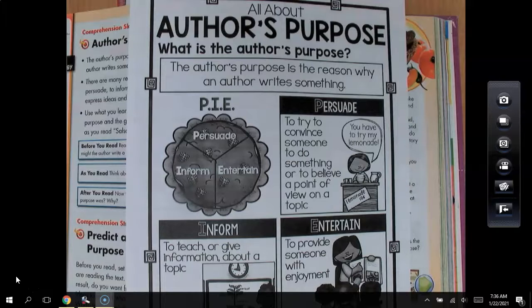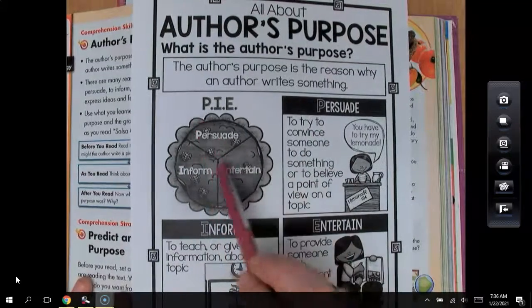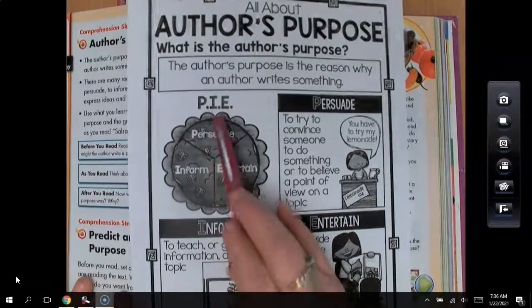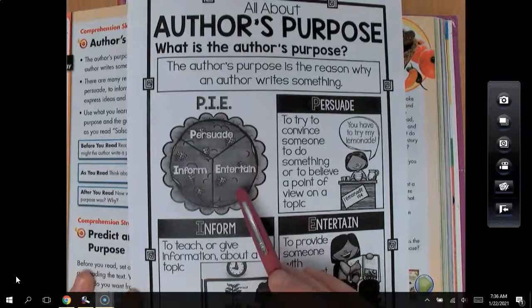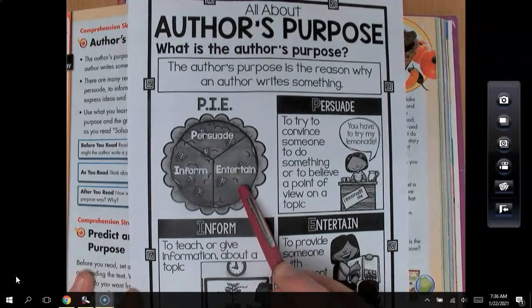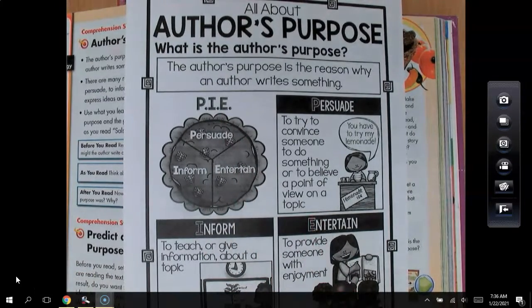So when I think of pie, I cut the pie into 3 pieces. The P stands for persuade, the I stands for inform, and the E stands for entertain. So let's take a closer look at each one of those pieces.